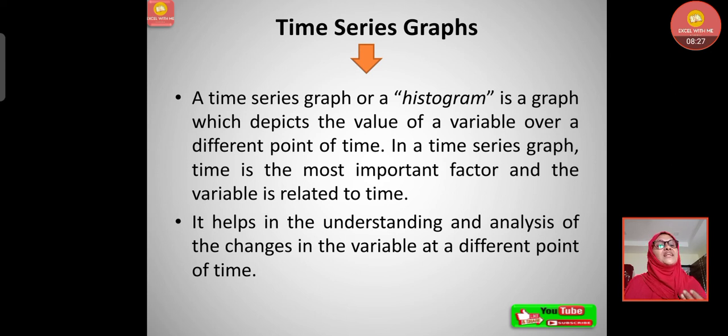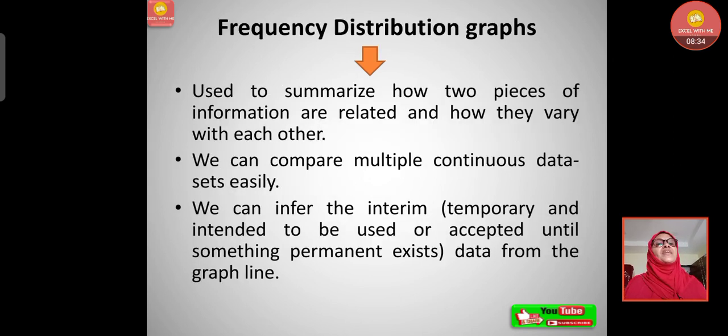It helps in understanding and analyzing the changes in the variable at different points of time, obviously. Now, the second one is frequency distribution graphs, which are used to summarize how two pieces of information are related and how they vary with each other. We can compare multiple continuous data sets easily.